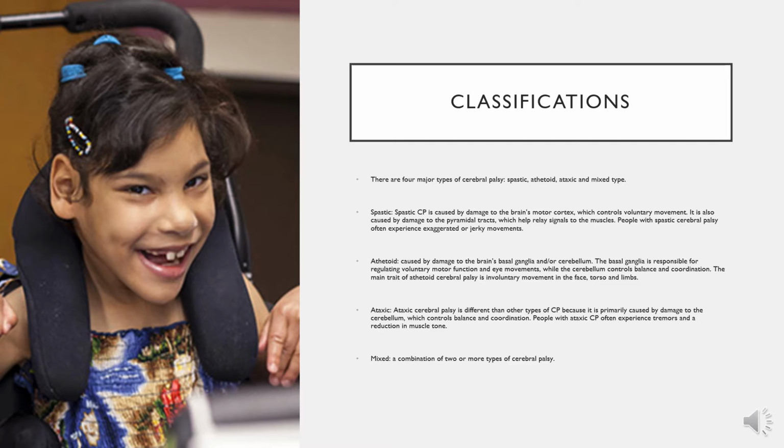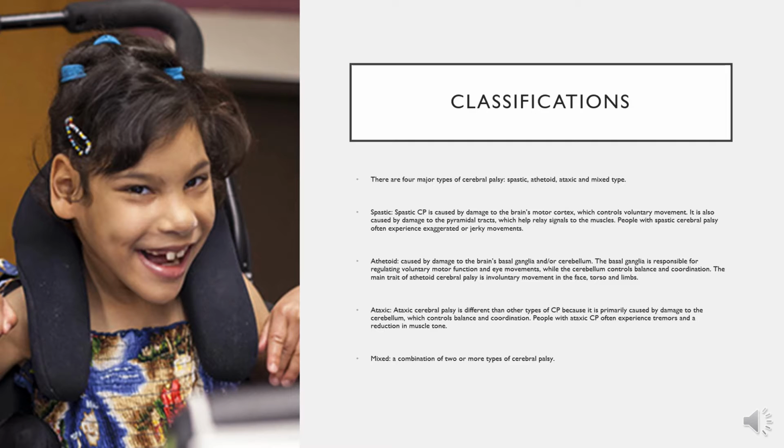Now let's go ahead and talk about the different types of cerebral palsy. There are 4 different. We have spastic, athetoid, ataxic, and a mixed type. For the first one, spastic CP is caused by damage to the brain's motor cortex, which controls voluntary movement. The second type, athetoid, is caused by damage to the brain's basal ganglia and/or cerebellum. The basal ganglia is responsible for regulating voluntary motor function and eye movement, while the cerebellum controls balance and coordination.